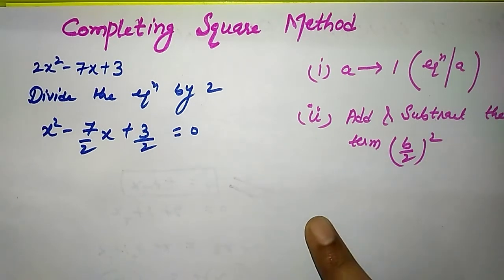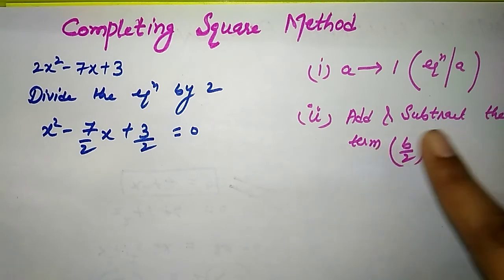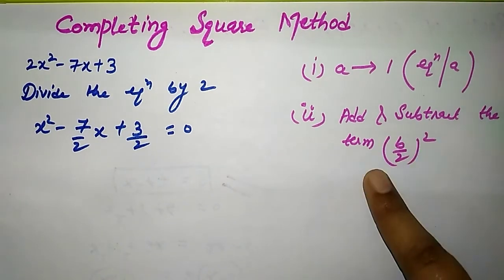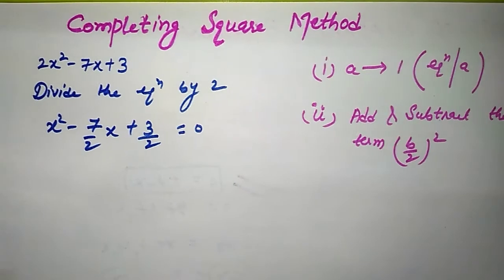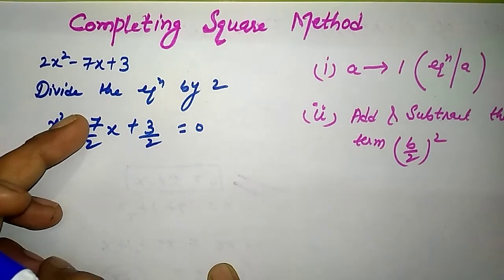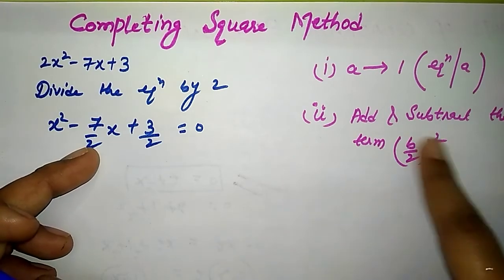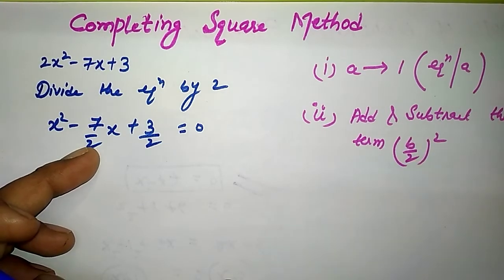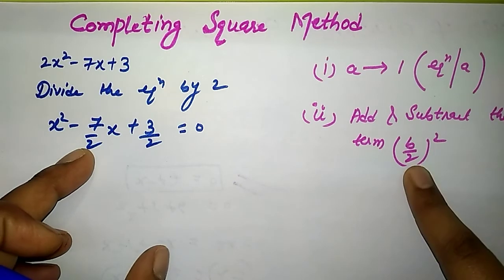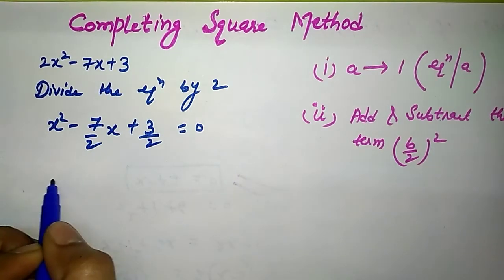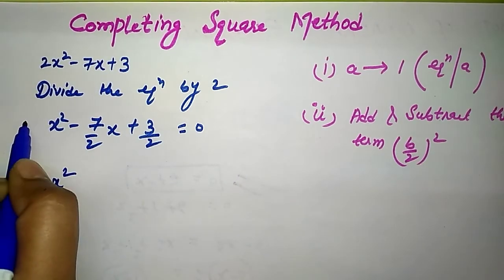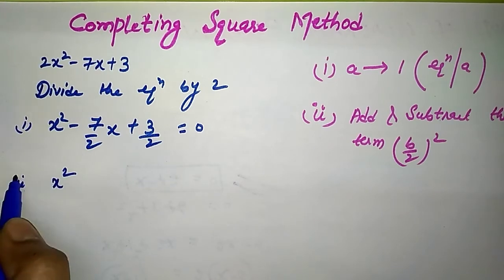So in the second step, we have to add and subtract the term b by 2 whole square. Now what is b here? B is 7 by 2. Then we have to divide it by 2. We get 7 by 4. Then square it. Clear? So this is our first step, and this is our second step.